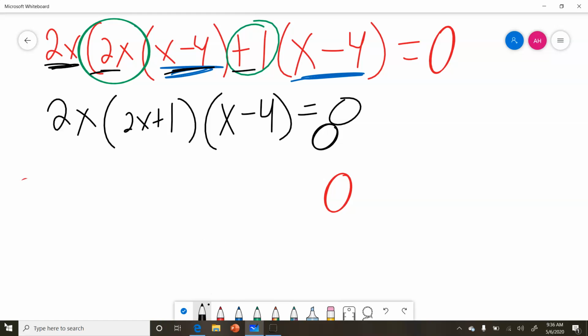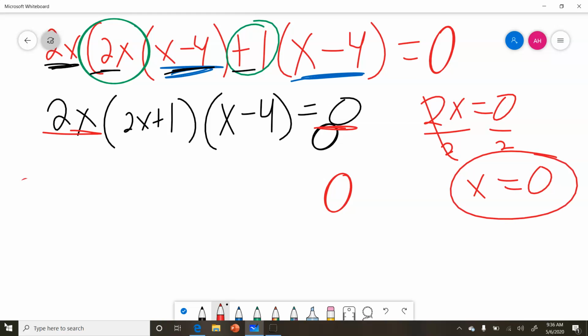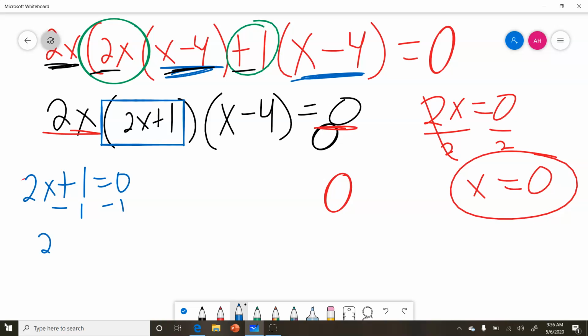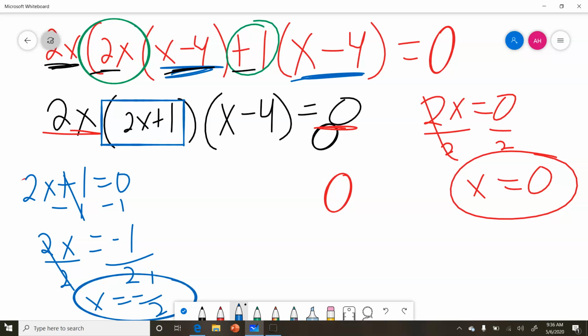So let me now erase this guy. Okay, so this one's easy. Let's start with the 2x equals 0. So I do 2x equals 0, divide by 2, and x equals 0. So one answer is x equals 0. That's not too bad. Now let's do this one, 2x plus 1. So I do 2x plus 1 equals 0. Minus 1, 2x equals negative 1, divided by 2, and I get x equals negative 1/2.